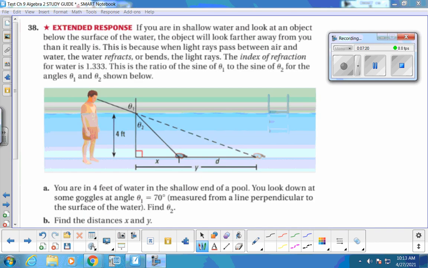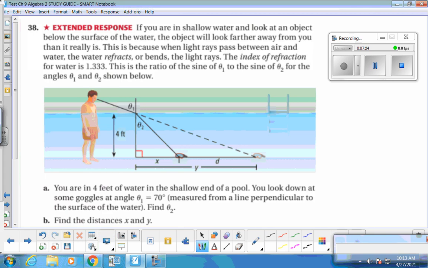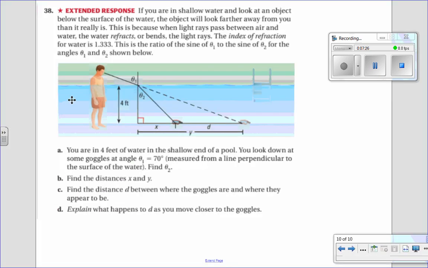All right, we're on the swimming problem, and you're looking at an object under the water. I don't know if you've ever done this before, but if you look at an object in the water, it's gonna look further away than it actually is because the water's kind of bending the light a little bit. The physics teachers could probably explain this better than me. But basically, we're gonna have theta 1, and it's gonna be 70 degrees. We're gonna need to figure out what theta 2 is.